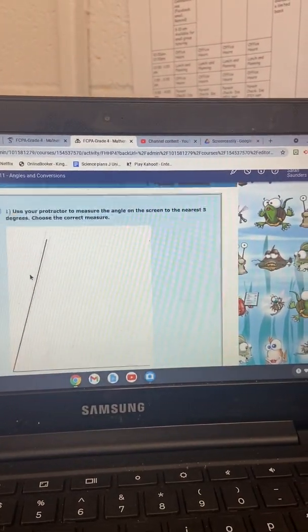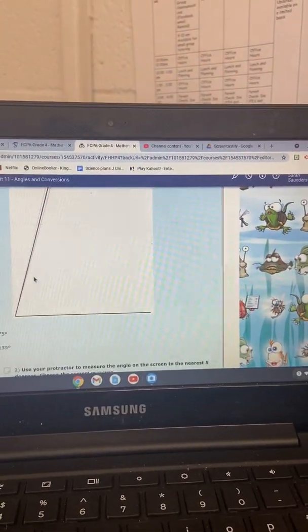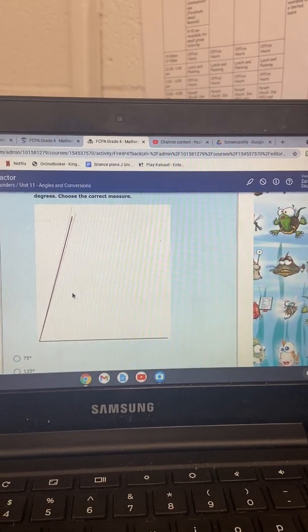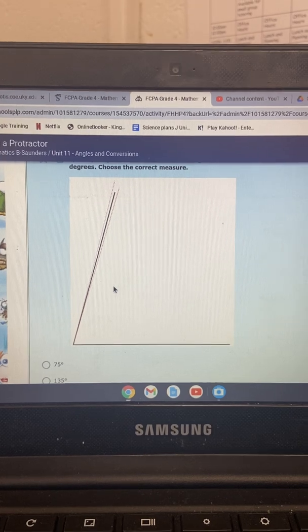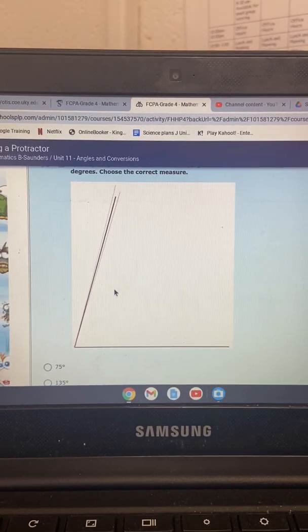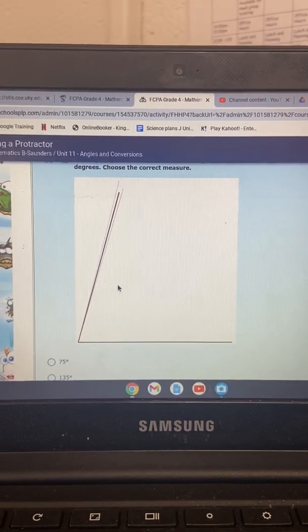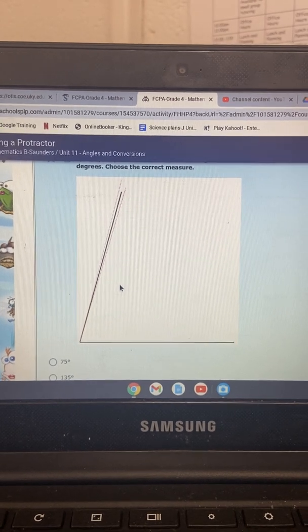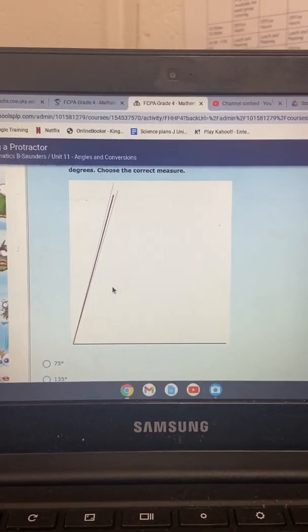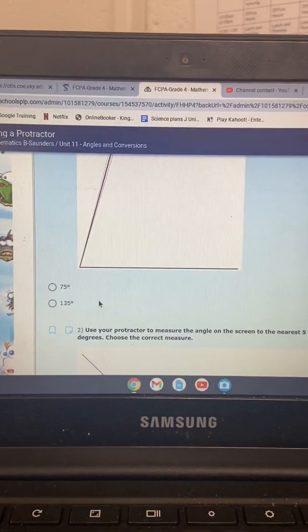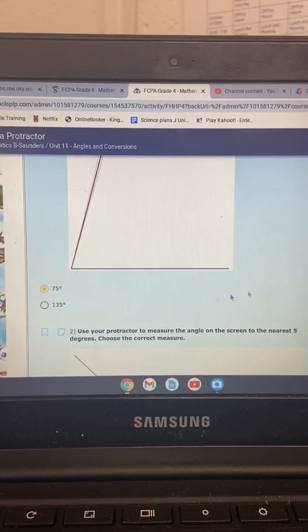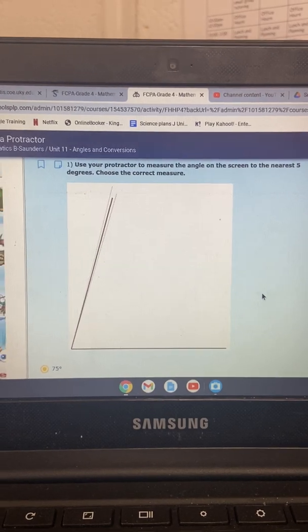Now, when you get down to your practice, you've got to use your reasoning. Here is the angle you're looking at. Before you look at anything else, decide, is this angle acute or is this angle obtuse? Well, this angle is acute, which means it has to be less than 90 degrees. So when I look at my options, only one of those is less than 90 degrees. So this angle must be 75 degrees.